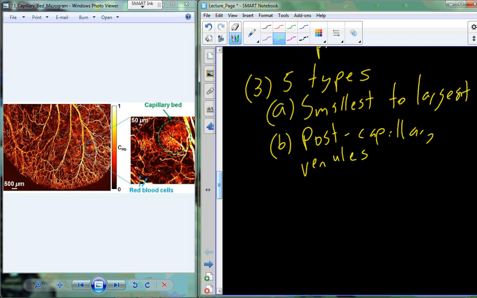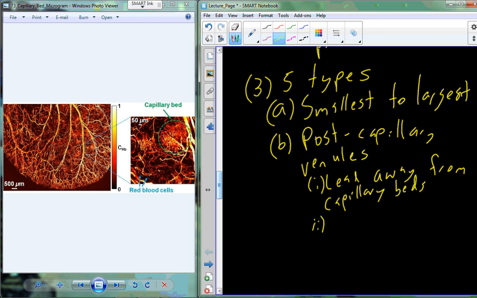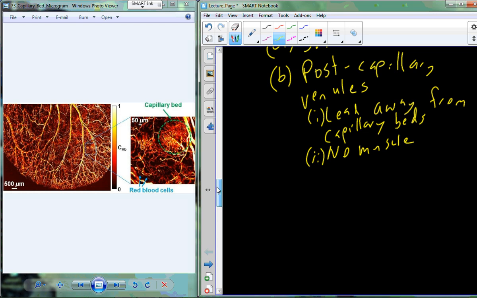Just after the capillary bed, we have the post-capillary venules. These lead away from the capillaries, and they have no smooth muscle whatsoever. They also are what we would call porous, which simply means that they have some openings through the tissue. And these openings are very specific for the exit of leukocytes.